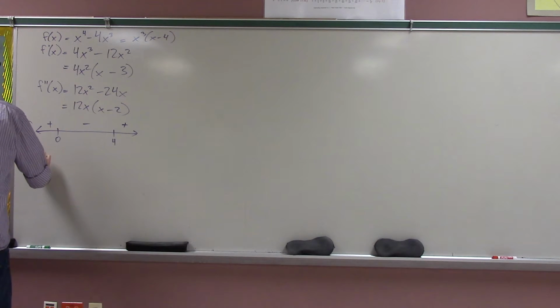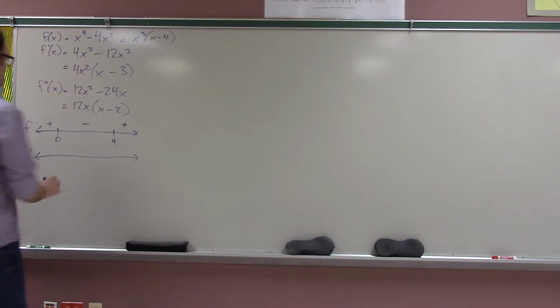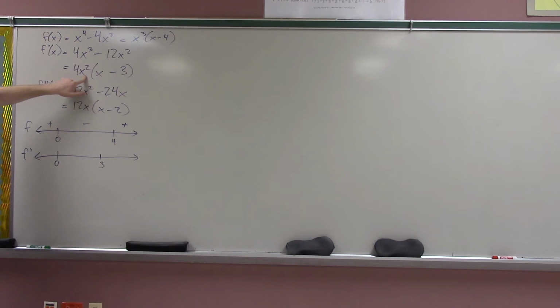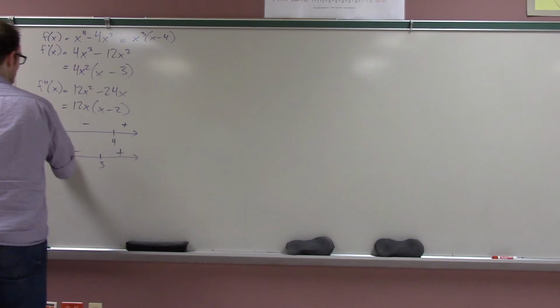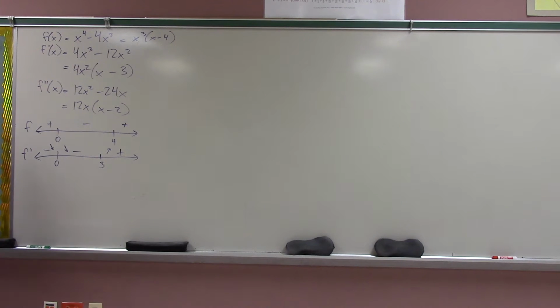Let's look at the sign of the derivative. The derivative is 0 at 0 and 3. So here's 0, here's 3. But there's no sign change at 0. So in fact, you maybe could have left that off entirely, the number line. The only sign change is at 3, so it must go negative, positive. So it's going to be negative, negative, positive, which means my function is decreasing, it's still decreasing, and now it's increasing. The second derivative number line looks like this.